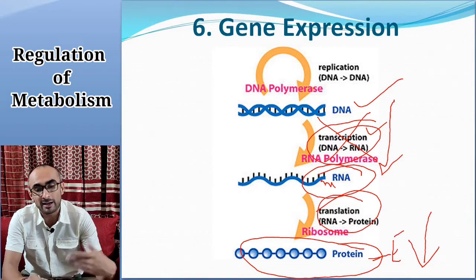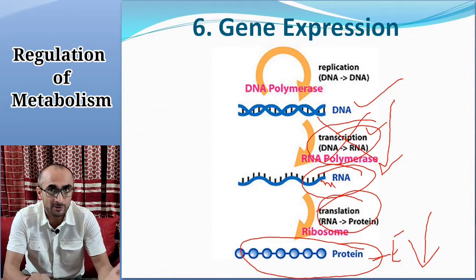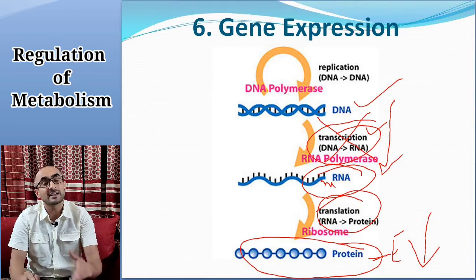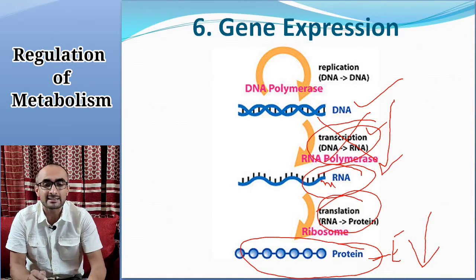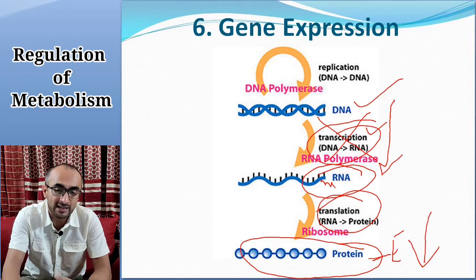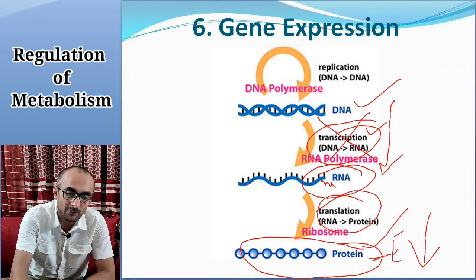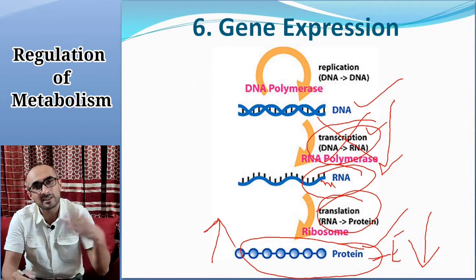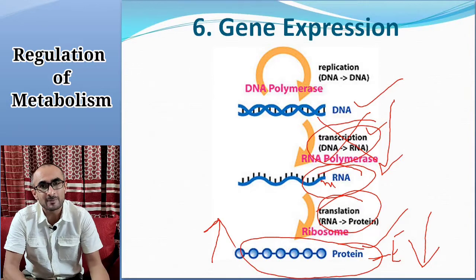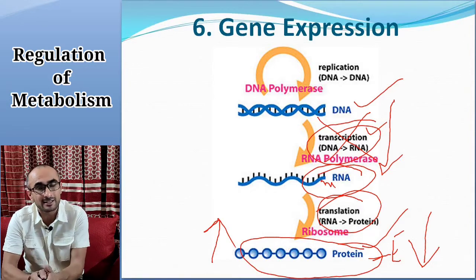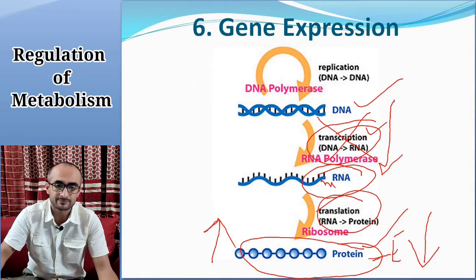Or if the cell requires a high concentration of enzyme or the product which is the result of that enzymatic action, in that case overexpression of the gene coding for this enzyme occurs, so that the concentration of the gene product protein is high in the cell, and when the enzyme is present in high concentration, naturally it will produce more product which is required by the cell.